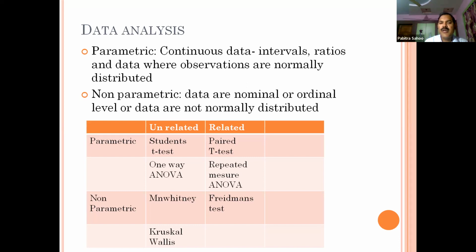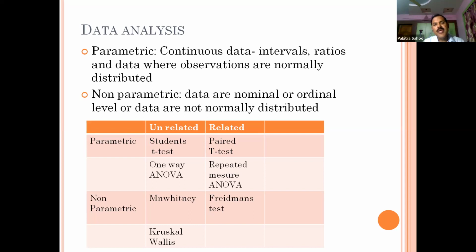Okay, so the common statistical analyses done for parametric data. If you have a single group pre-post analysis, the same group you are studying before intervention and after intervention, that will be a paired t-test. If you are comparing two different groups, then for parametric data the analysis will be the student's t-test or unpaired t-test.